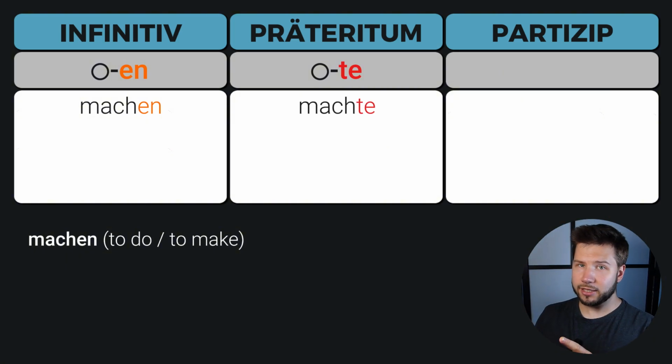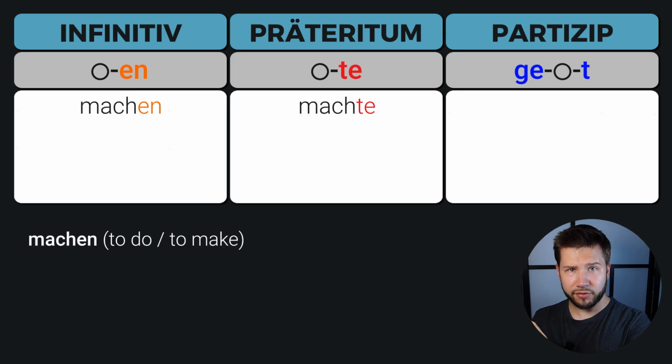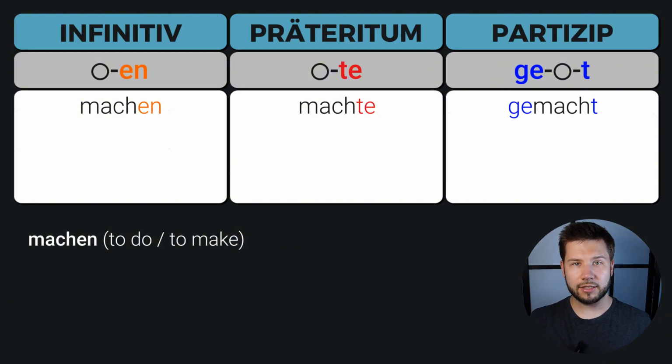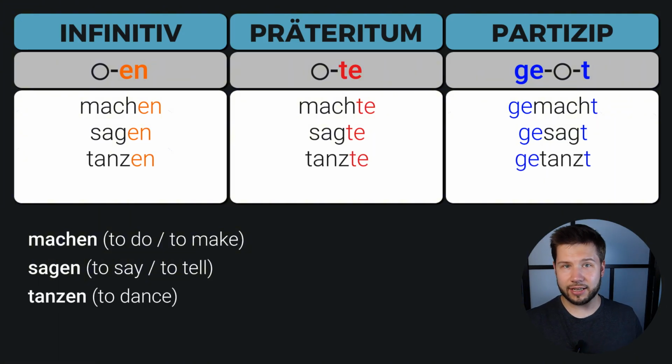And finally, the Partizip is also a bit different from its English counterpart. You have to add ge in front of the verb and a t after it. So the last form would be gemacht. As highlighted, the root of the verb stays the same. And if we try it out on a few other verbs, you will get the hang of it very quickly. Sagen, sagte, gesagt. Tanzen, tanzte, getanzt.